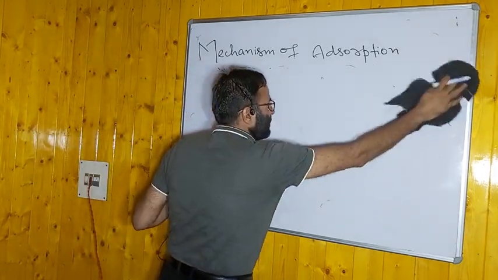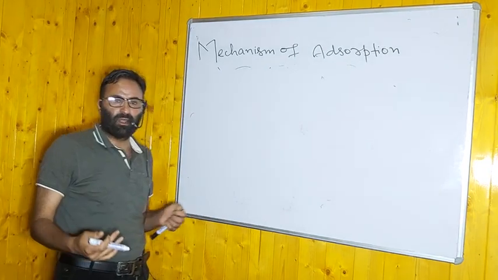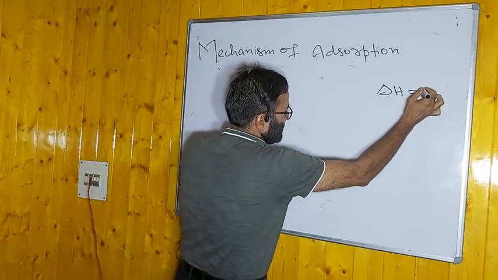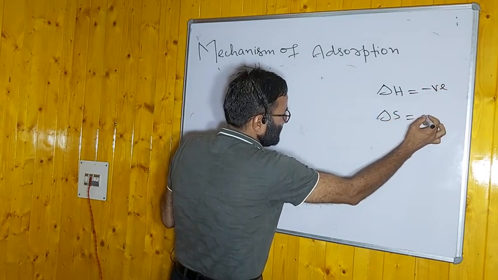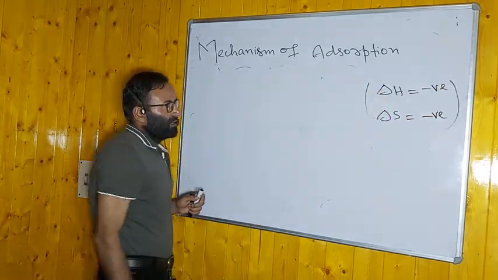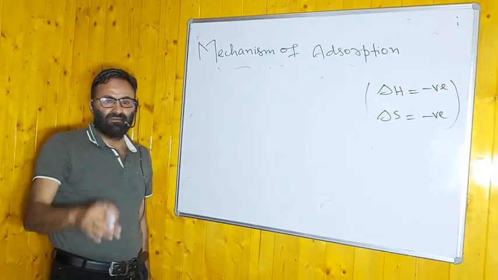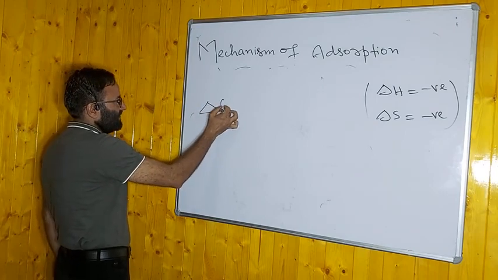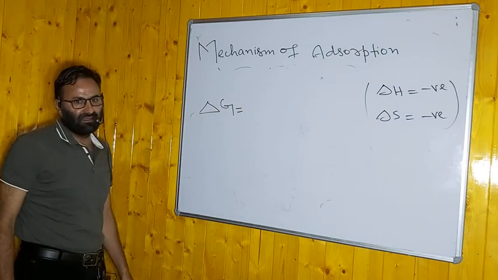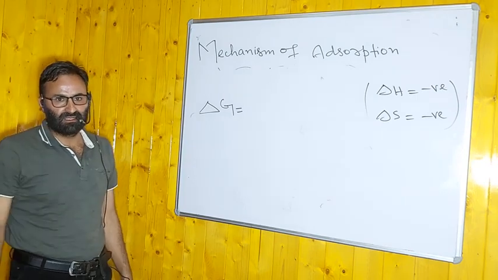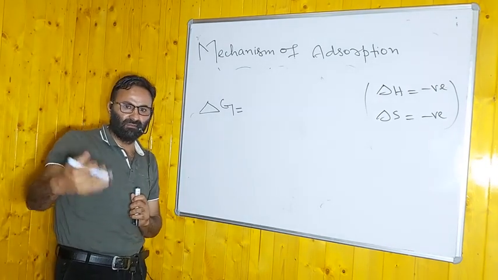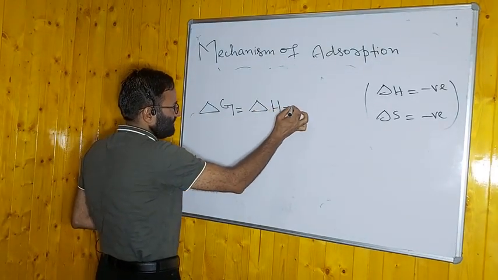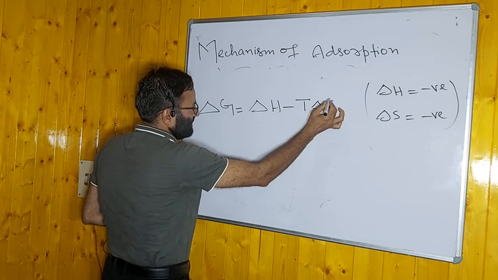Now you have to understand whether the adsorption process is spontaneous or not. First we have to mention delta H change, it is minus. Delta S entropy change is also minus. To predict the spontaneity of a process, you have to use Gibbs free energy, delta G. We have discussed this Gibbs free energy in thermodynamics in 11th class: delta G equals delta H minus T delta S. Remember this point.